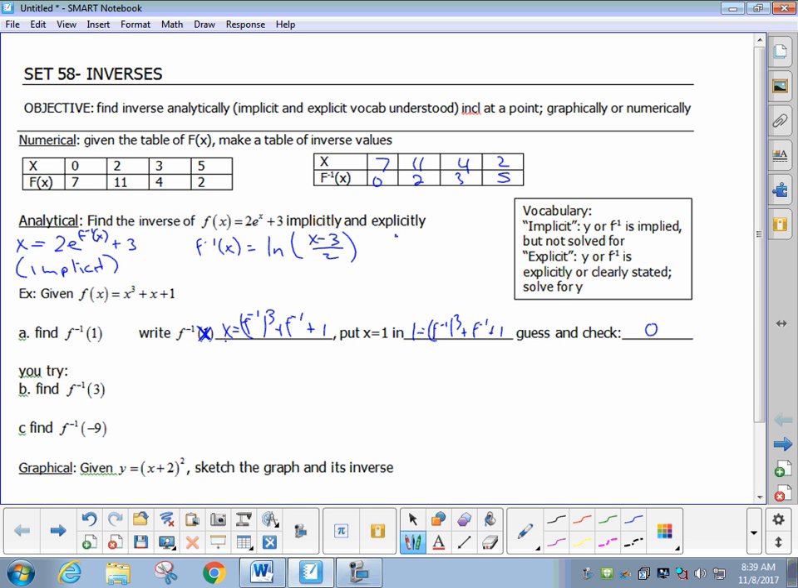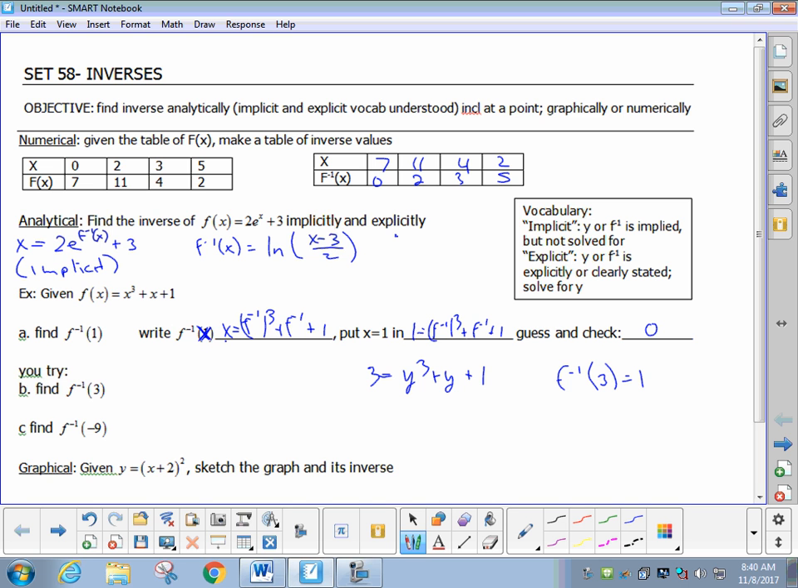So in this case, the inverse is the same as we said. When I switch, it's the same function. In this case, then you're saying 3 equals, I'll just use y this time, y cubed plus y plus 1. Guess and check, that must be 1. So f inverse at 3 is 1.